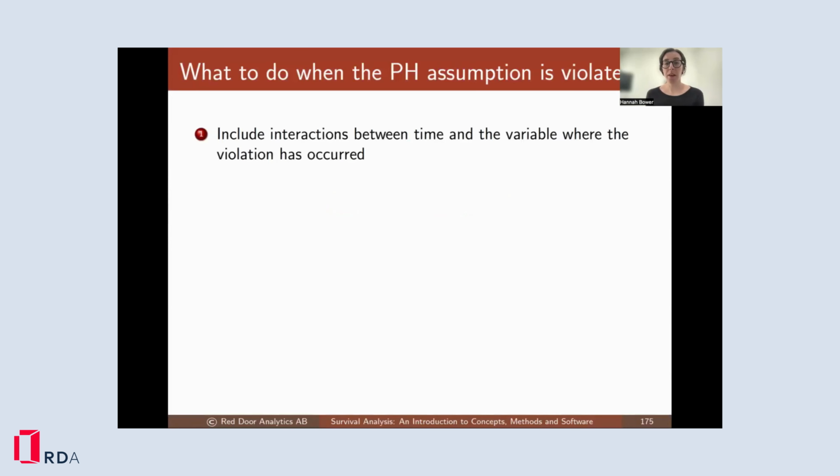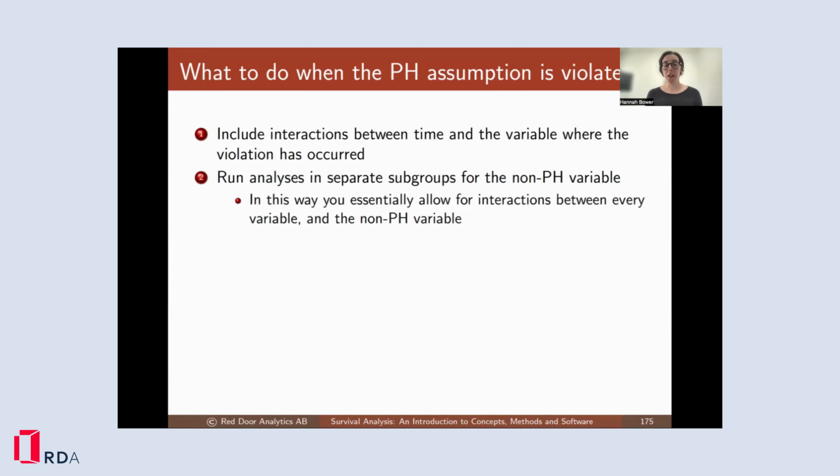So what do we do when the proportional hazards assumption is violated? Well, one option would be to include interactions between time and the variable where the violation has occurred. Another option would be to run analysis in separate subgroups for the variable where we see a violation of the proportional hazards assumption. In this way, you would essentially allow for interactions between every variable in your model and the variable that shows non-proportionality. Another option would be to fit a stratified Cox model.